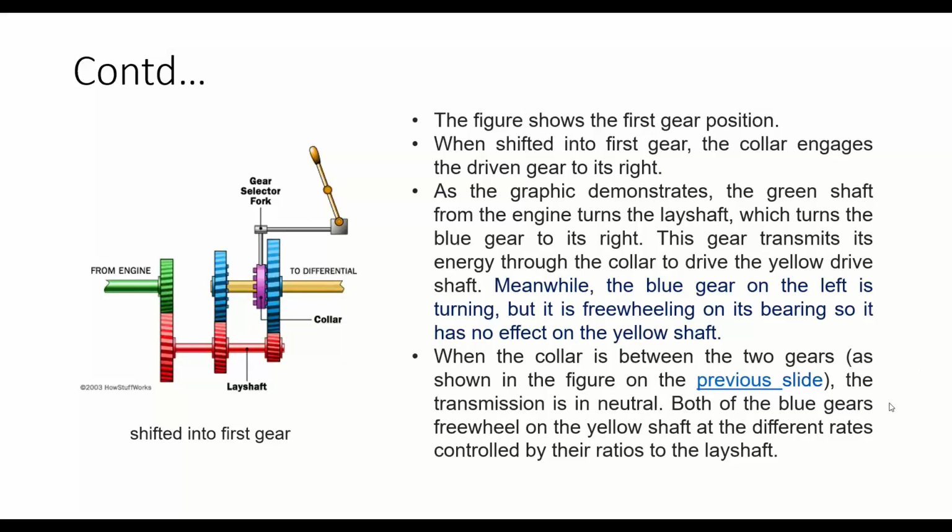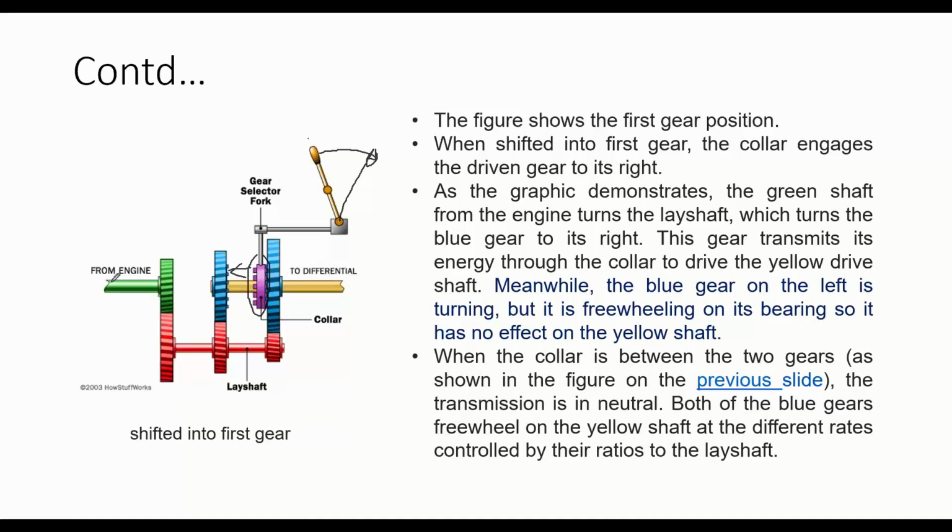Suppose you want to move the vehicle in the reverse direction. You will apply the clutch here so that this gets disengaged and this part becomes stationary. Then you will move this in the backward direction, so this rod comes somewhere here. Then this collar will go and attach with this gear.